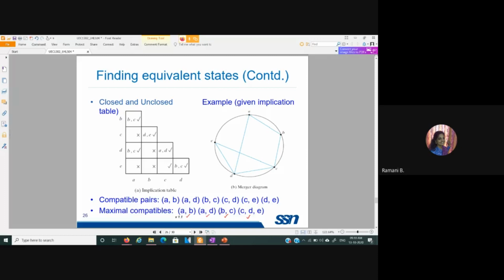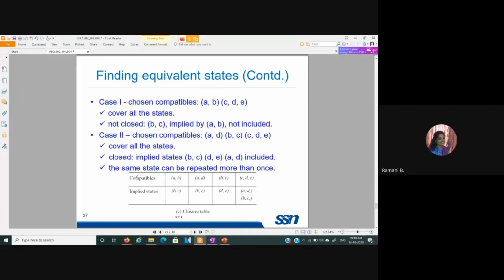Now we shall see what this closed covering condition is. Here these are the compatible pairs and the maximal compatibles. So we shall write the compatibles over here. We have written the maximal compatibles there in the first row. So the first row is actually the maximal compatibles.